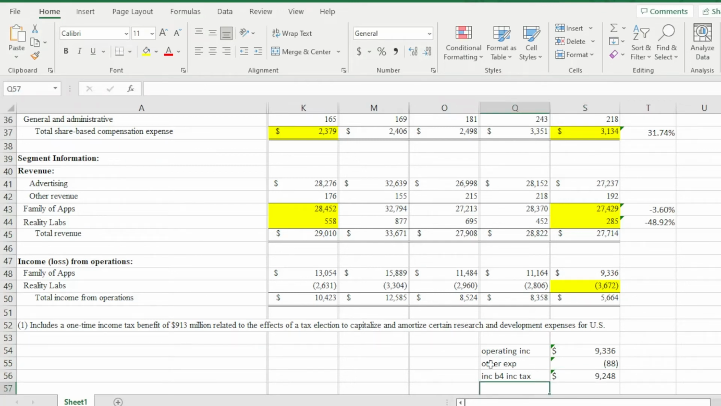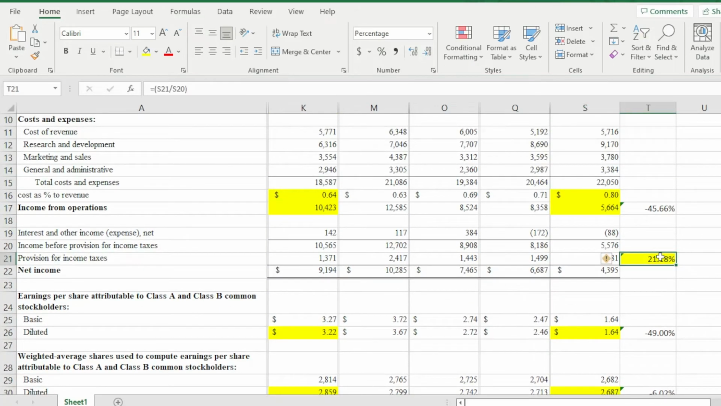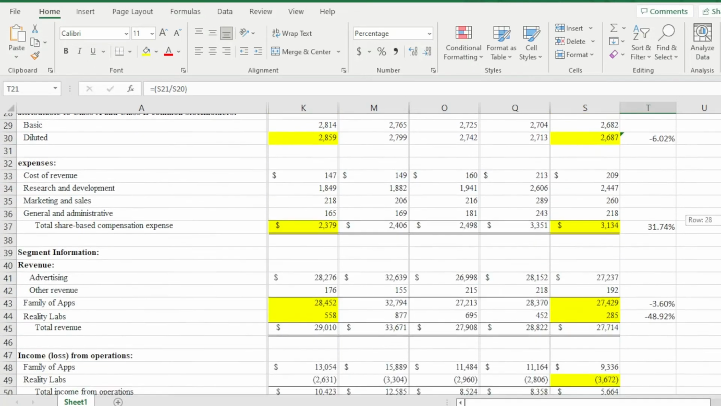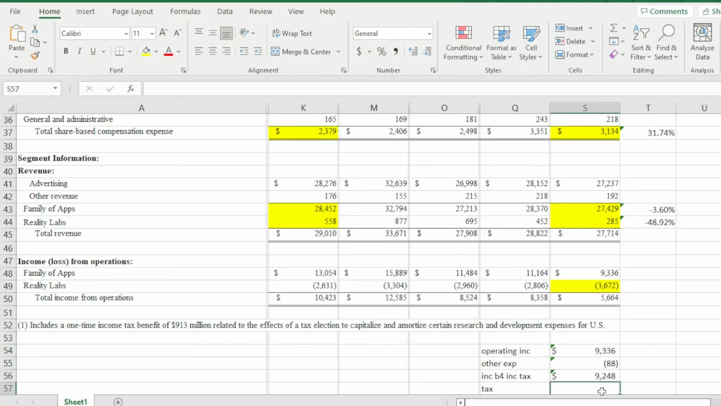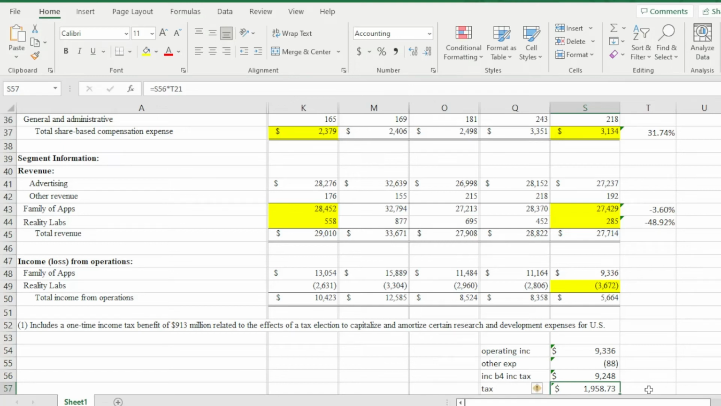Now we're going to do tax. And we calculated that tax percentage. So essentially, where is that tax percentage? It's right here. That is cell T21. So we're going to get this number, we're going to multiply it by T21. That is our income tax expense.